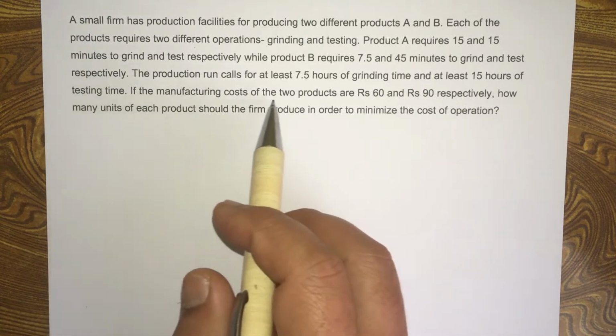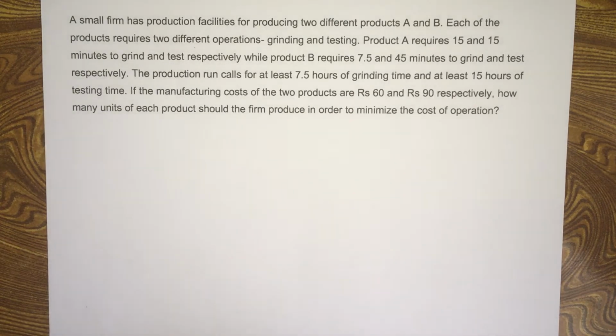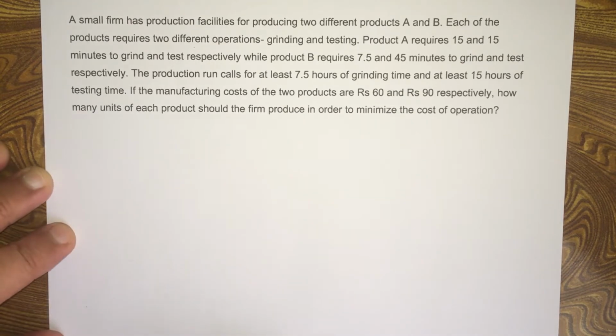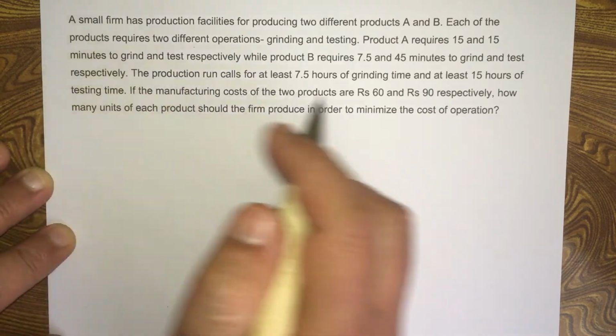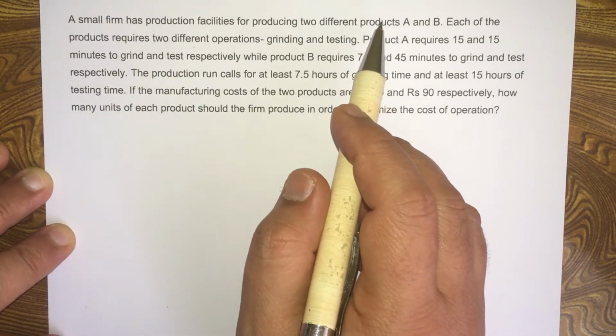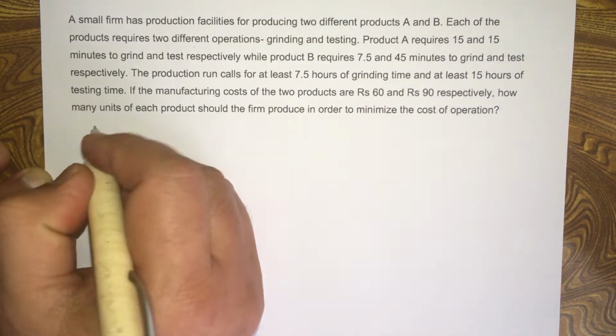If the manufacturing cost of the two products are rupees 60 and 90 respectively, how many units of each product should the firm produce in order to minimize the cost of production? So here this is a minimization problem. So first thing first, let us define the two decision variables. Now there are two decision variables here, product A and product B.